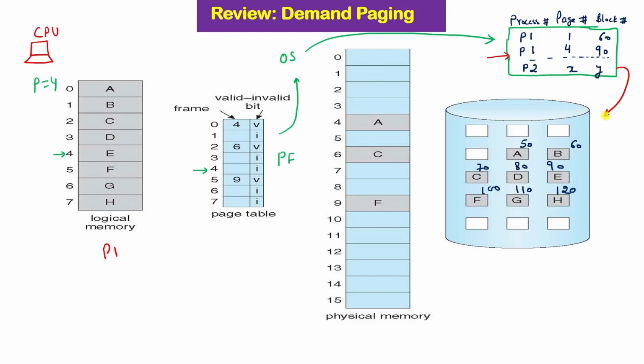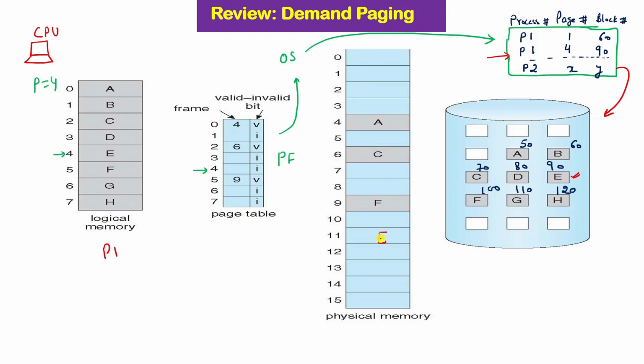So the operating system will go here, check block number 90 and copy this E inside the main memory. Where should it be placed? Wherever the space is free inside the physical main memory, this E will be stored there. Here you can see only 3 frames are actually allocated and the rest of the frames are free. So any of the free frames can be given to this E.